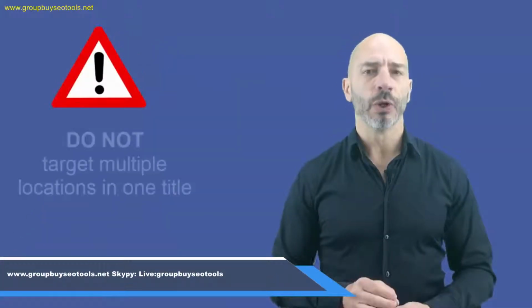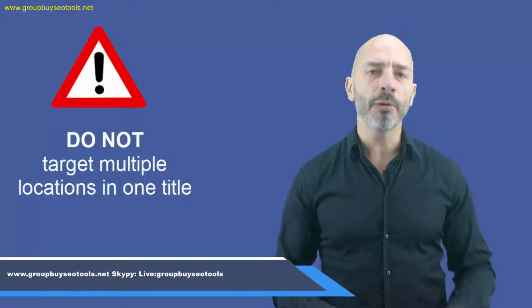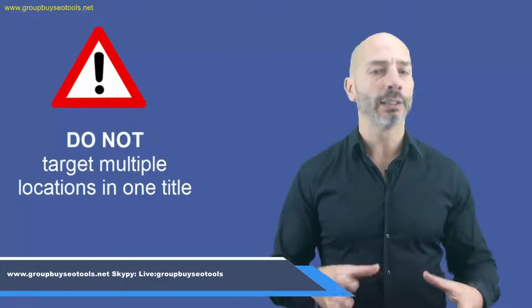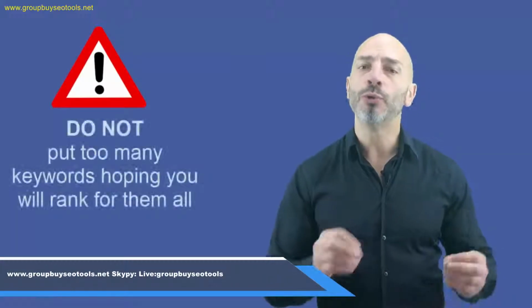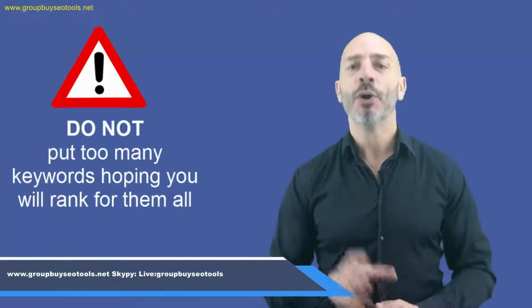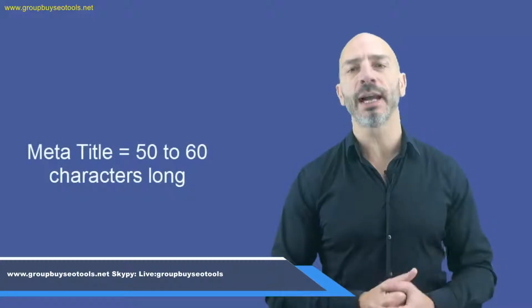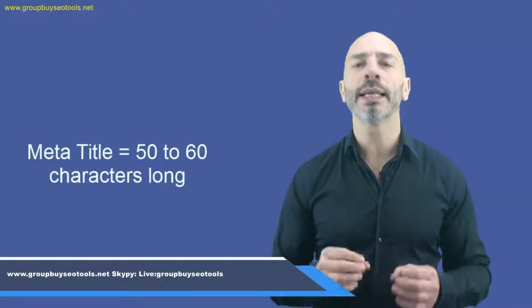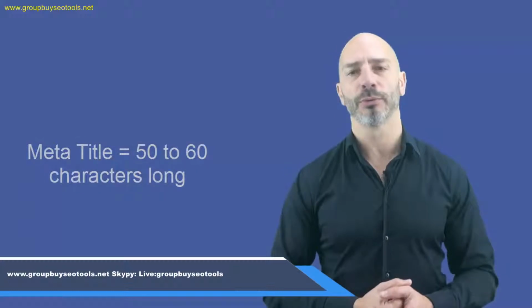A word of warning: do not target multiple locations in one title as it will not work. Do not put too many keywords hoping you will rank for them all. Less is best. Final note on this: your meta title should be between 50 to 60 characters long, otherwise it will get truncated in Google search results.